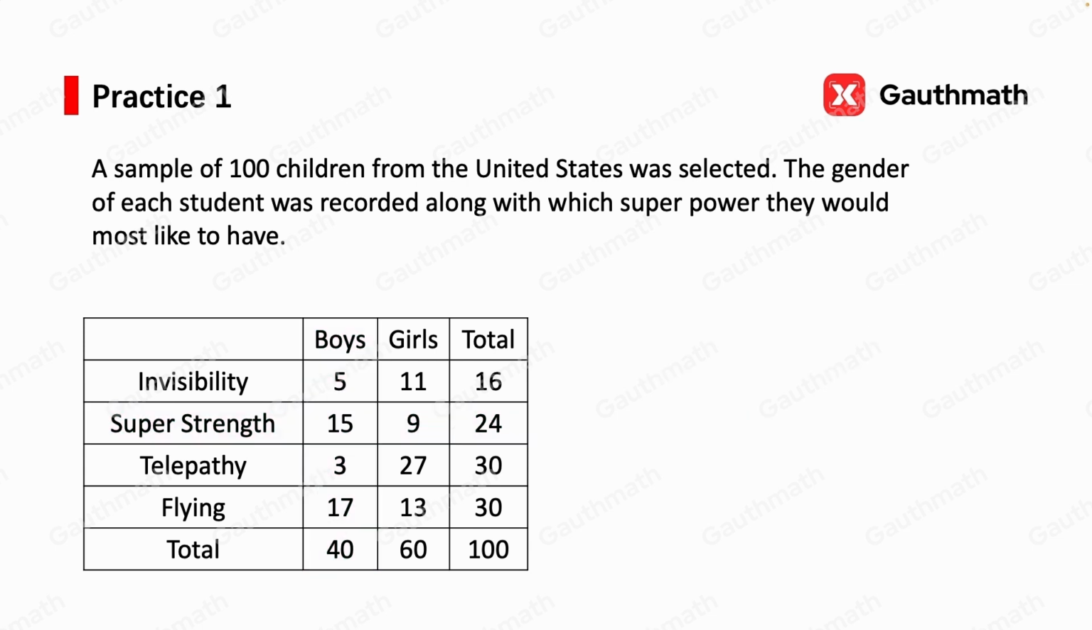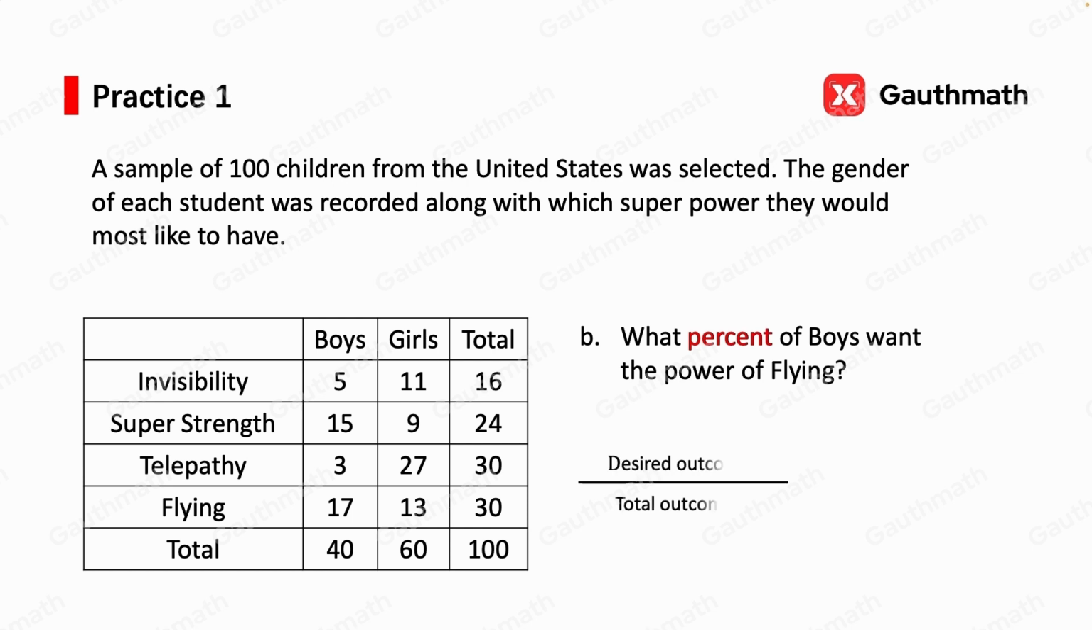Okay, let's now move to part B. What percent of boys want the power of flying? Whenever we see a percentage problem, remember it can be found by dividing the desired number of outcomes by the total number of outcomes. In this case, the total number of boys is 40. And so the number of boys who want the power of flying is 17. So the percentage of boys who want the power of flying is 17 divided by 40, which is 42.5%.